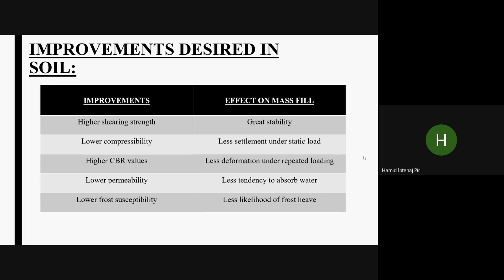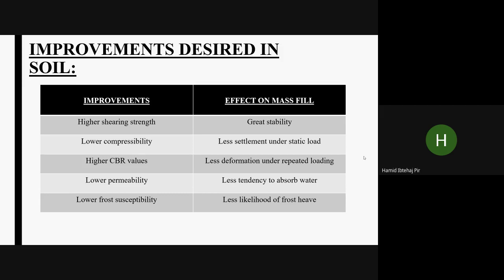Improvement desired in soil. So basically, what was the purpose of the ground improvement technique? We need to improve the bearing capacity of the soil, densify the soil, reduce settlement of the soil, avoid permeability of water into the soil, mitigate liquefaction, and increase slope stability. As we know, bearing capacity is a very important phenomenon of soil. We want to resist the load that is being applied on the ground. That is done with the help of bearing capacity.